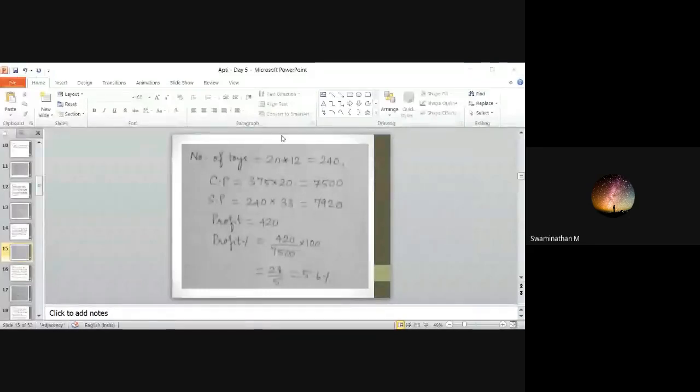This is also a basic question. Anyone struggling to solve or any doubt in this? Because if you are not able to understand these questions, it is difficult to follow further. Okay, everyone understood? Okay, I will move for the next one.